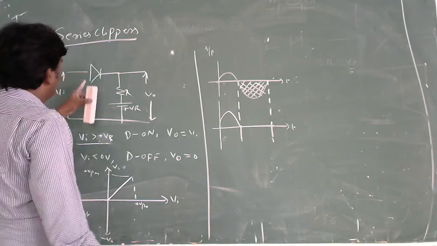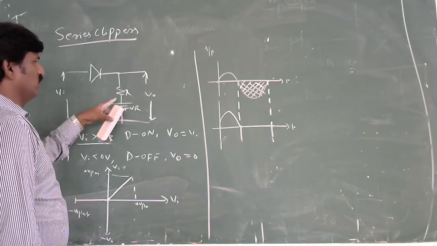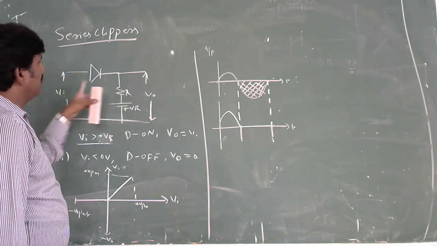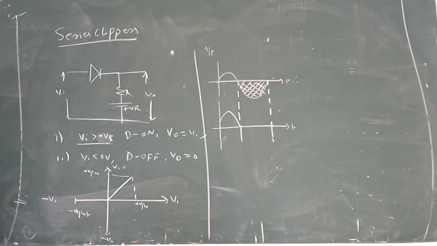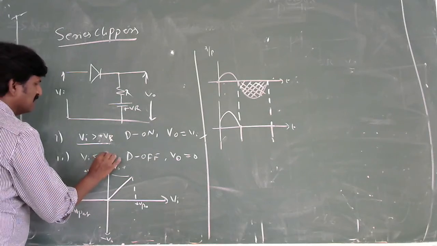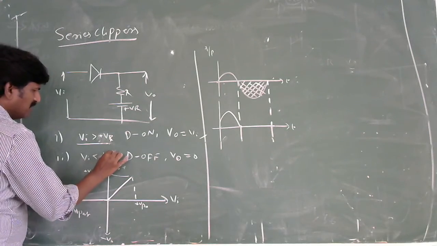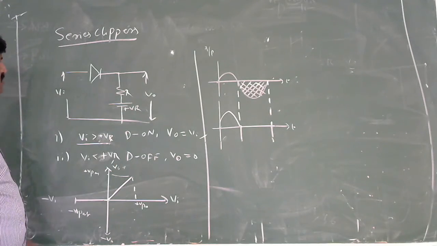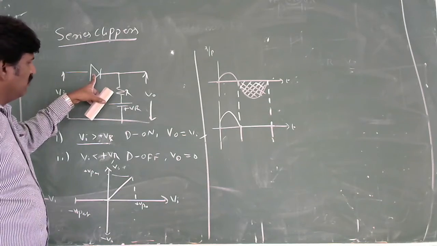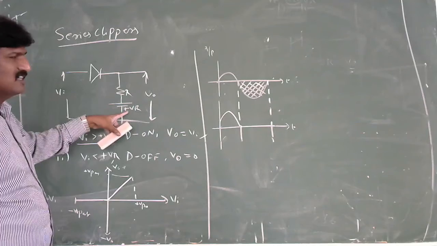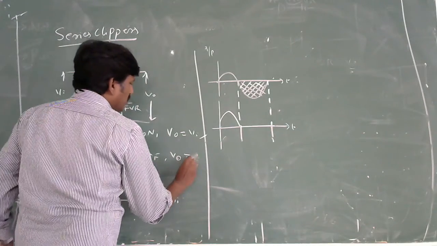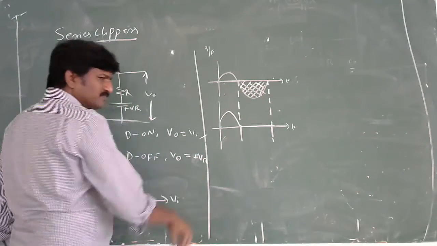When Vi is greater than the positive reference voltage, V naught is equal to the input. Let's suppose Vi is less than the positive reference voltage, then the diode will become off. But V naught is connected in parallel with the resistance and VR, so the output will become the positive reference.